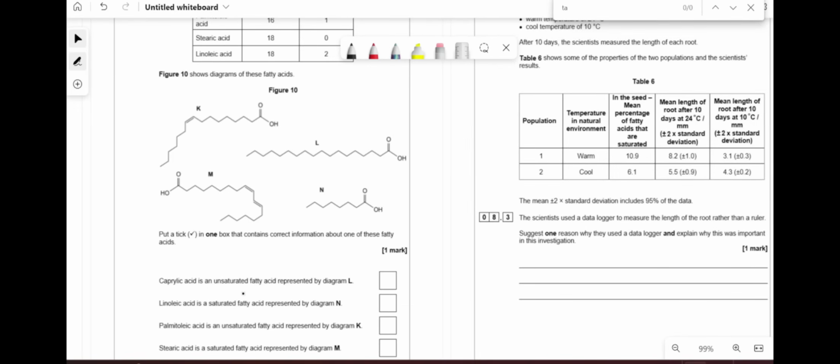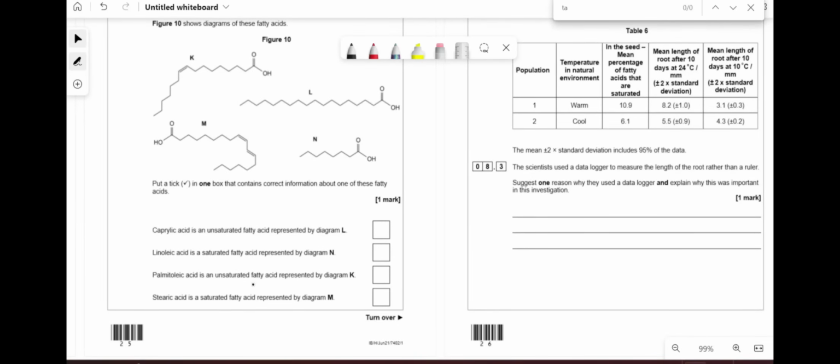Caprylic acid is an unsaturated fatty acid represented by diagram L. Well, no, because there are no double bonds, so that can't be it. Linoleic acid is a saturated fatty acid represented by diagram N. It is saturated, but if you look at linoleic acid, it's 18 carbons, and that's not 18 carbons. 1, 2, 3, 4, 5, 6, 7, 8.